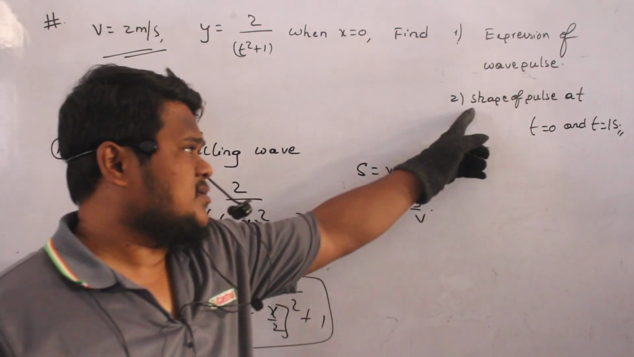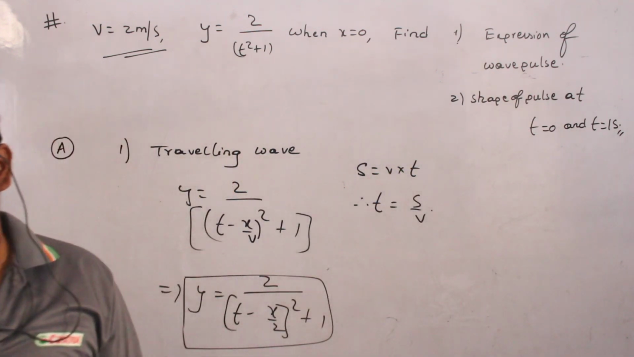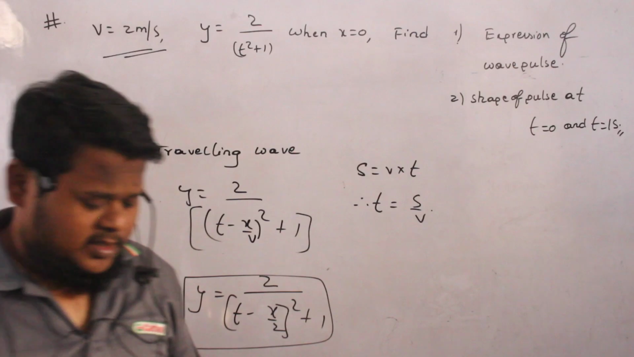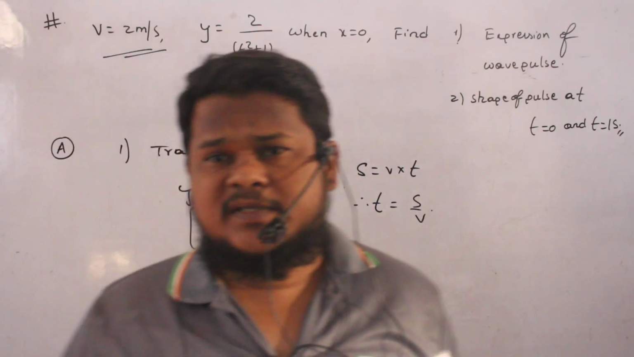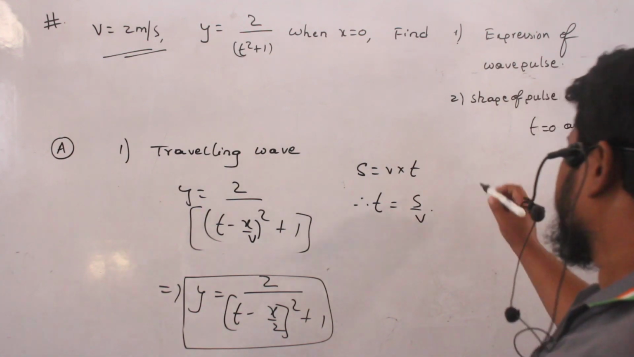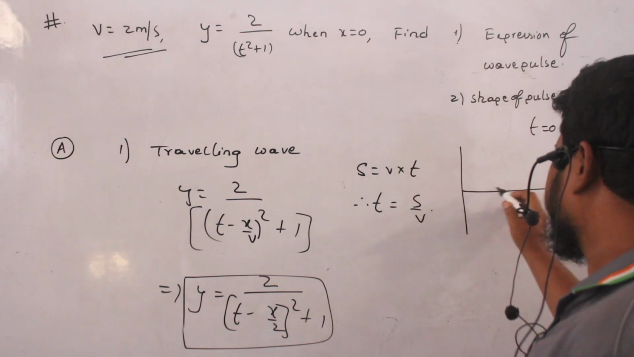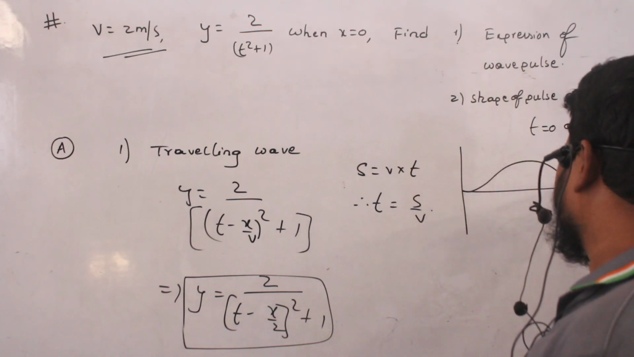Second question, what is he asking? He is asking for the shape of the pulse at t equals 0 and t equals 1 second. It means I am supposed to draw the graph of this wave pulse. How will a wave pulse generally look? The wave pulse will be like this. This is the shape of a wave pulse.